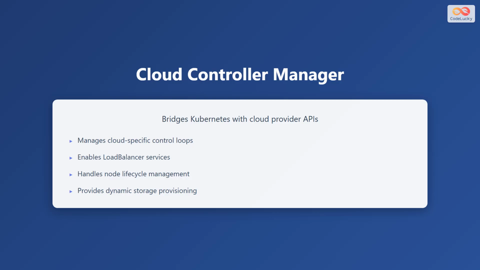The Cloud Controller Manager, often abbreviated as CCM, is the key component that bridges Kubernetes with cloud provider APIs. Think of it as a translator that allows Kubernetes to communicate with your cloud platform. It manages cloud-specific control loops that handle tasks unique to each cloud provider. The Cloud Controller Manager enables load balancer services by provisioning actual load balancers in your cloud account. It also handles node lifecycle management, keeping track of which nodes are healthy and available. Additionally, it provides dynamic storage provisioning, automatically creating storage volumes when your applications need them.